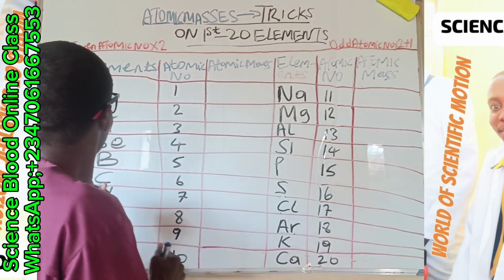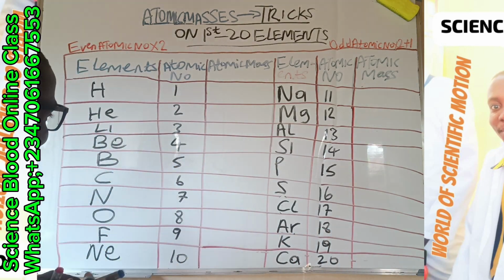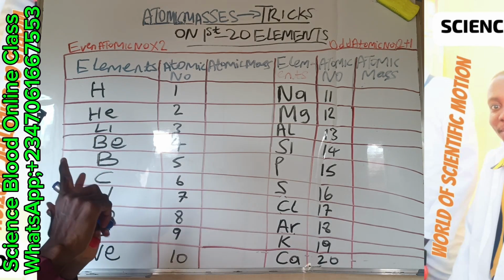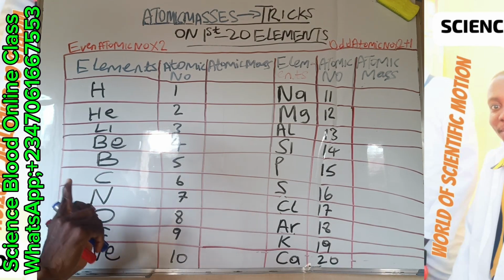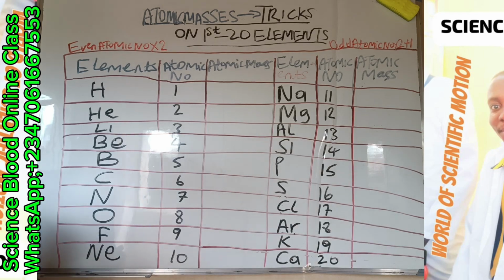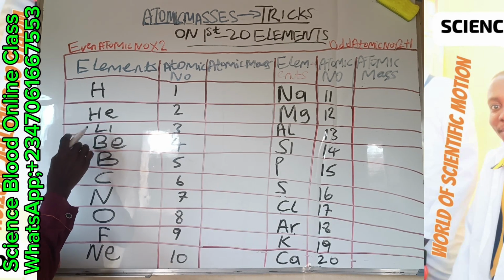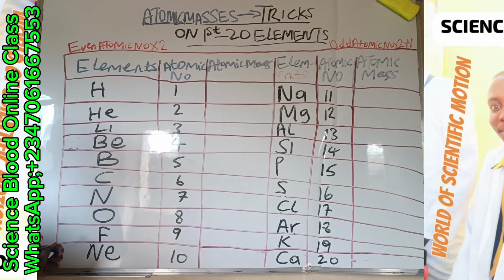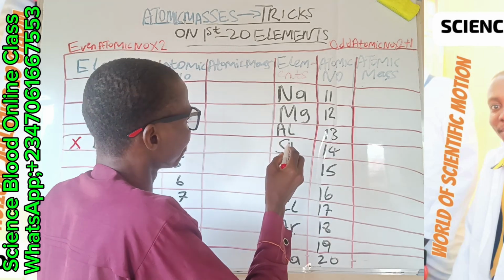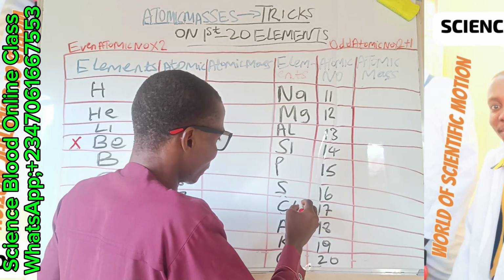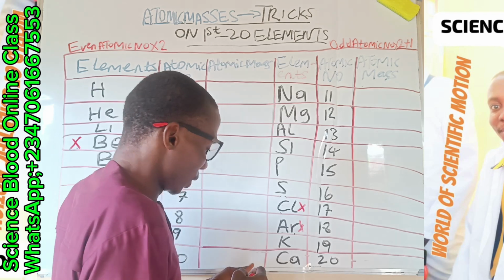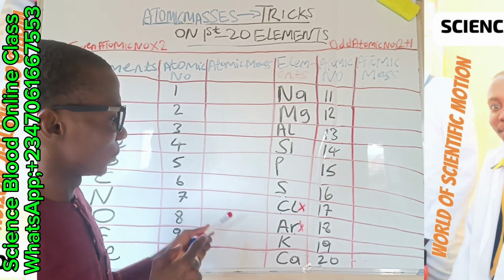There is an exception to this trick. Please understand what I'm trying to do now. Those elements: the first one is this element. This element said no for the trick. This one also said no for the trick. Now coming to this side, chlorine said no and argon said no. Now, how to remember the ones that said no?